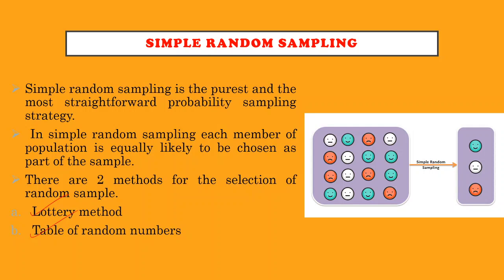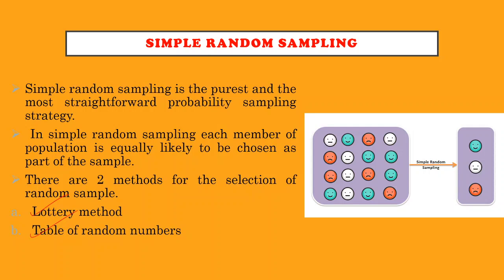So lottery method means each unit of the population is assigned a number. Then these numbers are written on small slips of paper having the same shape, size and color. Then all these slips will be folded and we will put them in a container or a box. And from that we will select one slip, or the number of slips that we need. Okay, that is done randomly.